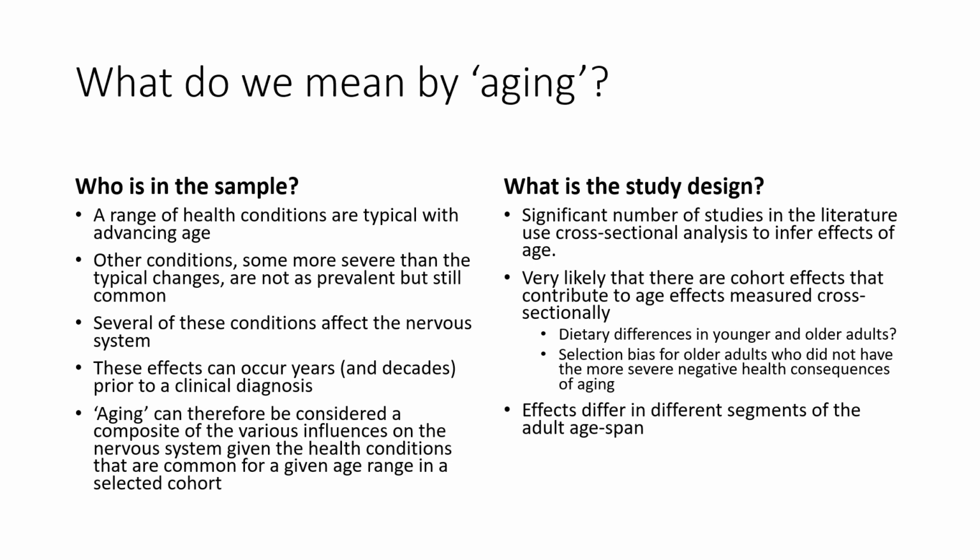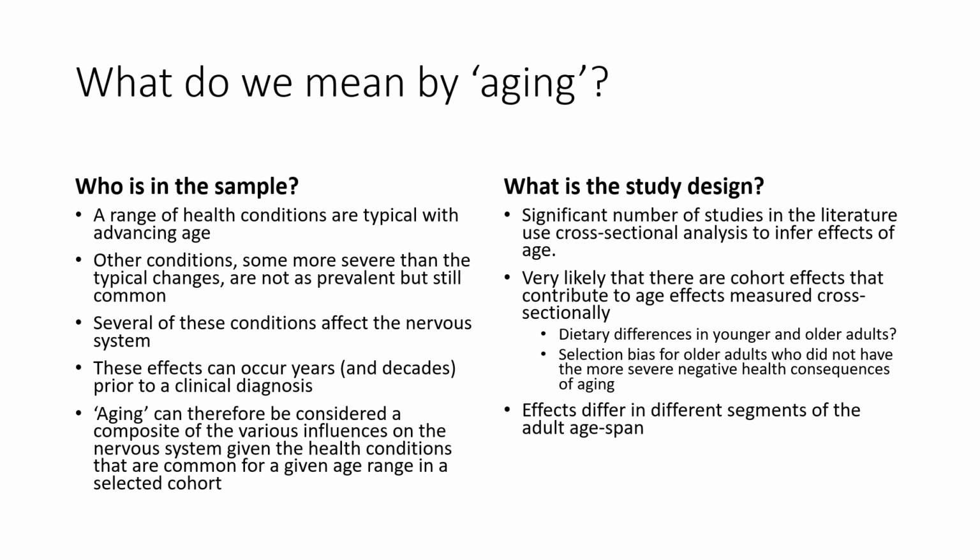Additionally, pathologies from conditions such as Alzheimer's disease impact the nervous system years or decades prior to prominent symptoms and a clinical diagnosis. Aging could therefore be considered a composite of the various influences on the nervous system, given the health conditions that are common for a given age range in a selected cohort. It's important to be aware that we are likely examining the impact of several things in composite. It may therefore be challenging to attribute effects to any one mechanism or develop a universal theory of how the brain ages.